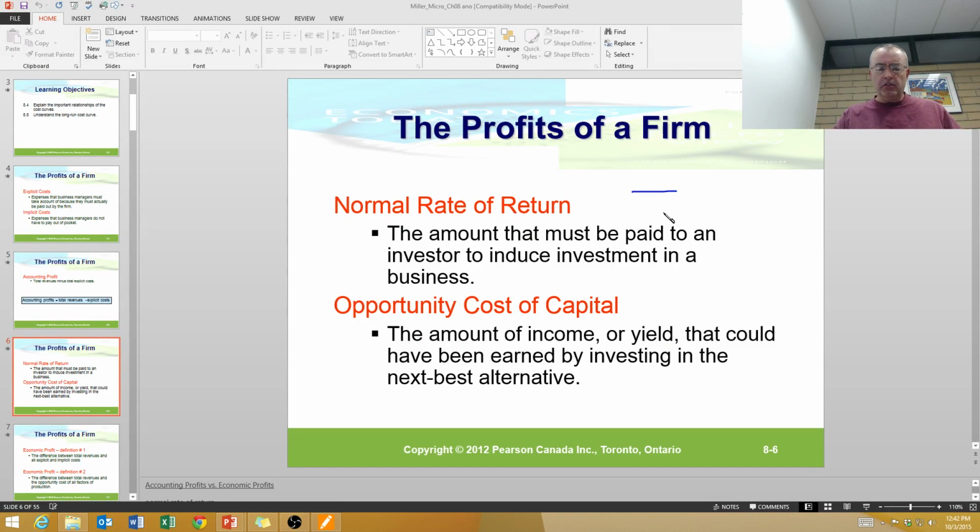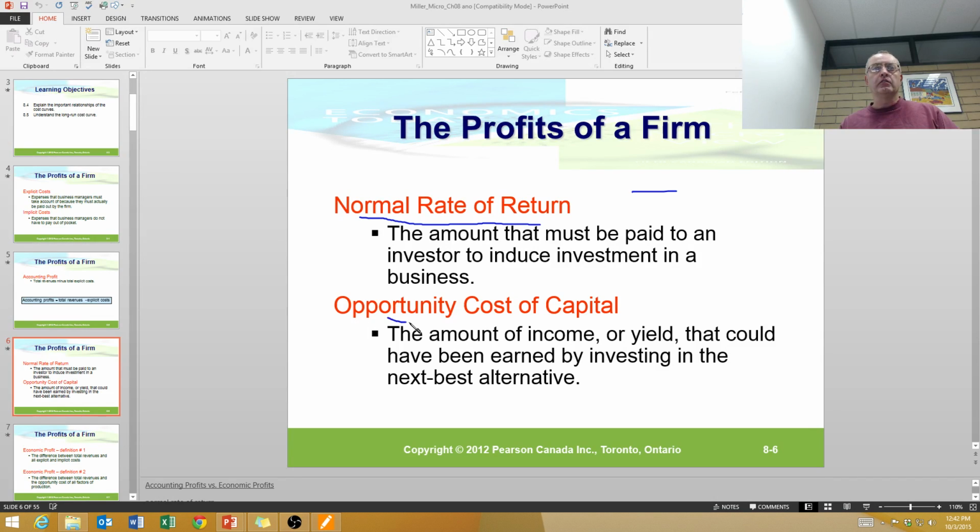when businesses look to attract investment capital, they have to offer a return to prospective investors. And this return, this so-called normal rate of return, it's the rate of return that businesses have to offer investors to invest in the business, because businesses can't expect investors to invest without the business offering a competitive rate of return.